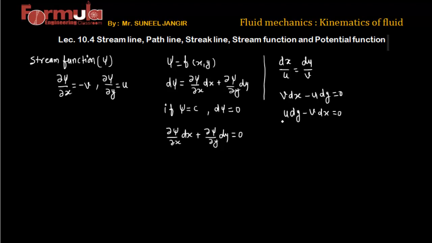So by comparing this equation and this equation, the term with dy here is u, and the term with dy in the other equation is del psi by del x. So we can say that u equals del psi by del y. Now here the term with dx is minus v, and here the term with dx is del psi by del x.